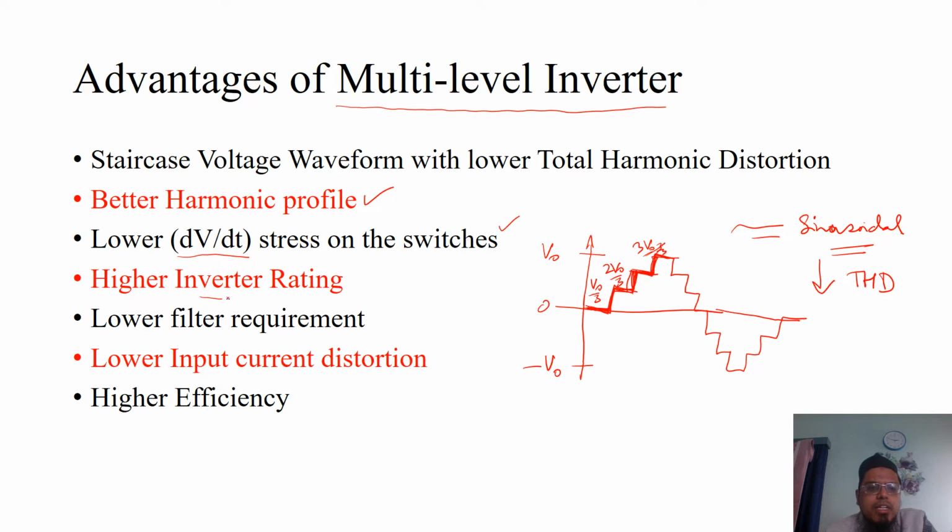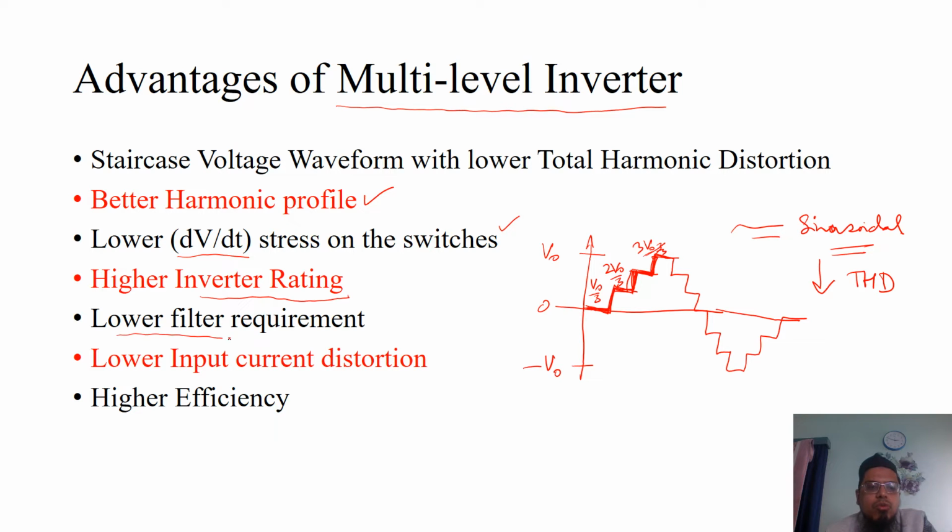Then higher inverter rating. Now, one interesting feature of multi-level inverters, especially CHB, as you will see shortly, is that the cascaded H-bridge inverter has a feature of modularity. So you can add a number of similar units to the existing inverter and enhance the rating of the inverter. So a very high inverter rating can be obtained in such a configuration.